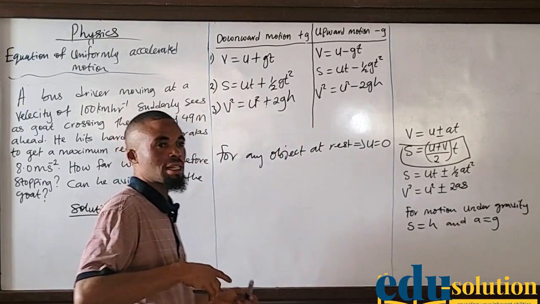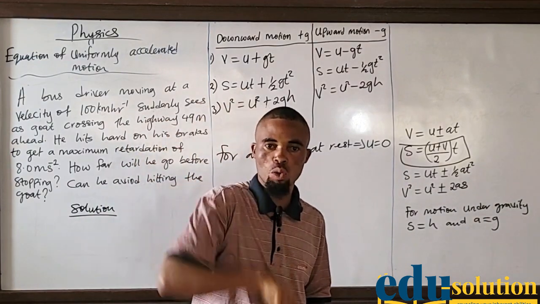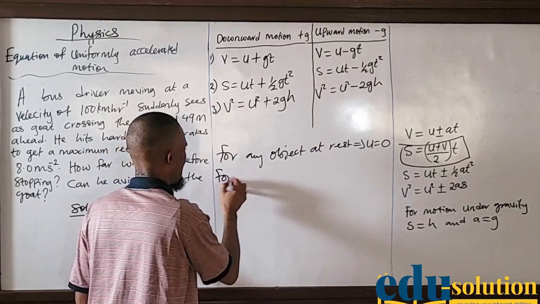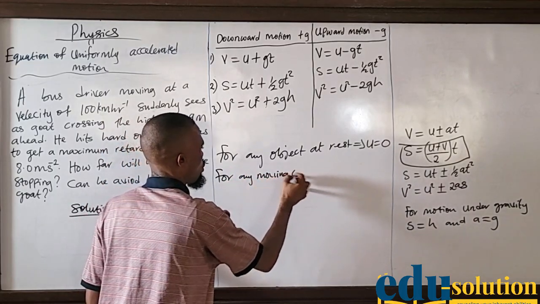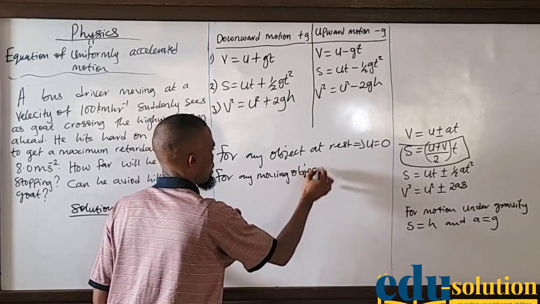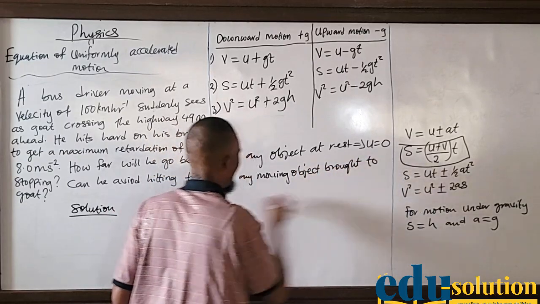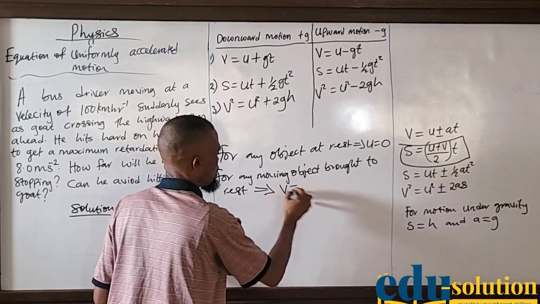For any object that is moving and is later brought to rest, v will be equal to 0. So for any moving object brought to rest, we have that v is equal to 0.